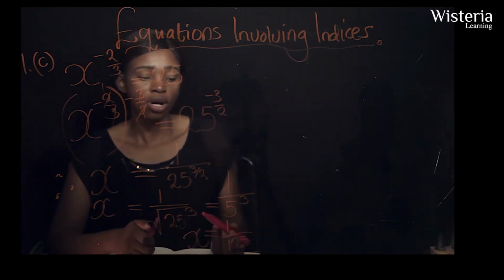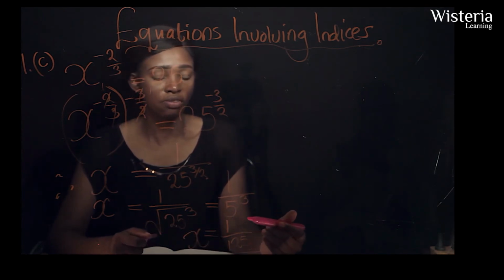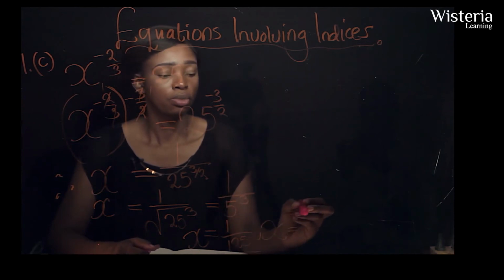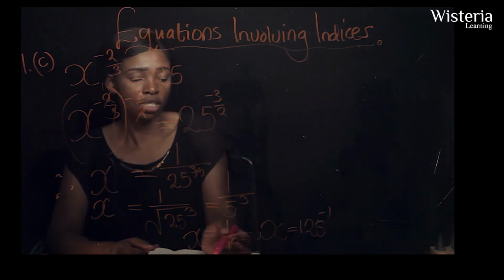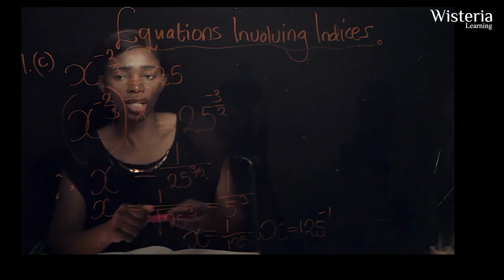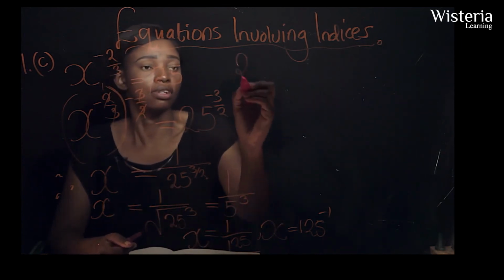Okay, if you want to write it in a negative form, you are going to push the 125 up. It will be x is equal to 125 to the power negative 1. But preferably, we need the answer to be in a positive form. Okay, another example that we can solve for, we have number 2.